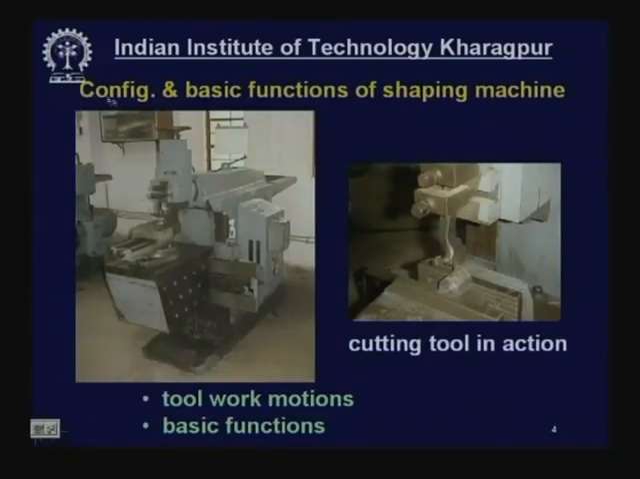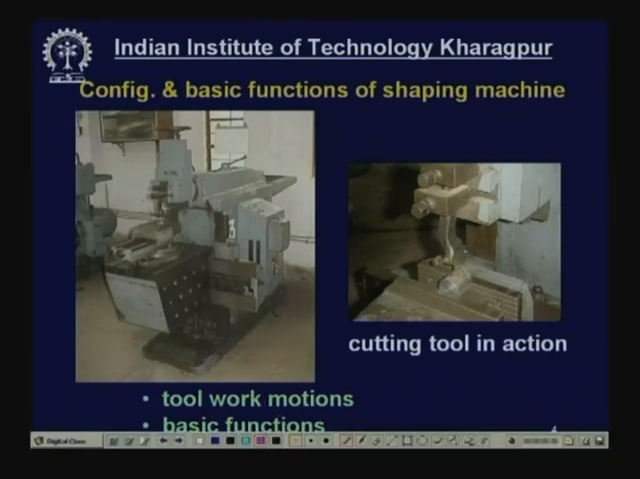Now, next is configuration and basic functions of shaping machines. This is a very common shape of shaping machine. This is the cutting tool and this is the workpiece. This is a cylindrical workpiece. Now, at the top a flat surface has to be cut and that flat surface will be produced by reciprocating of the cutting tool with a depth, and the job will move slowly in this direction.